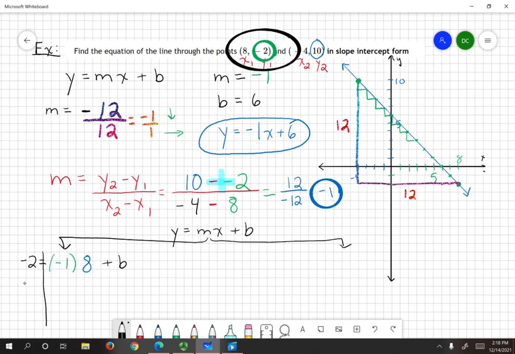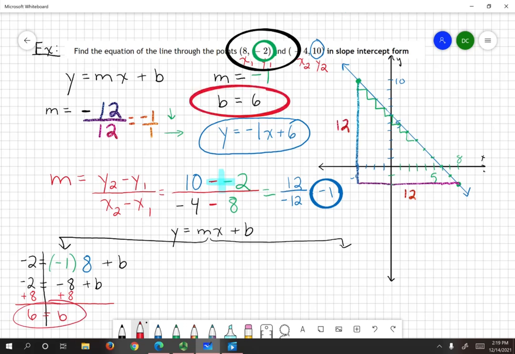If I solve this, I get -2 equals -8 plus b. I'm going to add 8 to both sides, and I get b is equal to 6. Oh, did you notice? I already said that, b equals 6. So my algebra way is confirming how I did it when I used graphing.